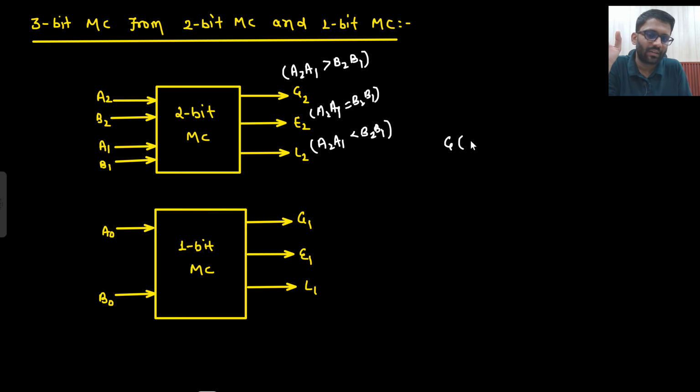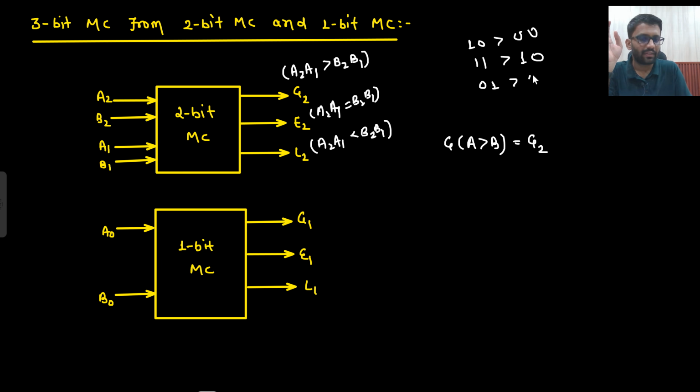So if I need to write A greater than B, and I am only getting G2, then it's all over. Why is it all over? Because the combination of 2 bits is greater than the next one. It could be this condition, or this condition, or this condition, but the combination of the first 2 bits is greater than this bit, which is your A0 B0. So here it is A0 greater than B0, here A0 is equal to B0, and here A0 is less than B0.